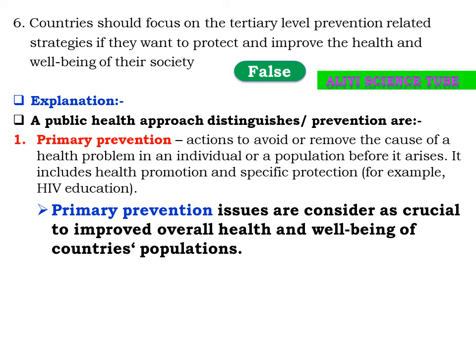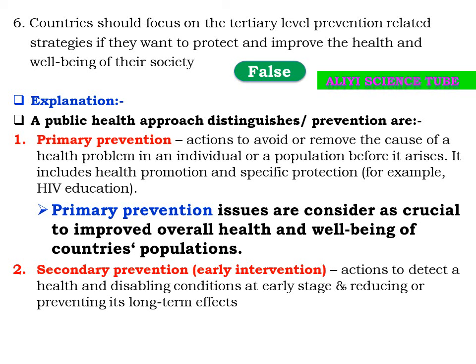And the crucial thing is to improve the overall health and well-being of the society or the country's populations. So the country should focus on primary, not tertiary. The secondary is the action of early interventions, which is detecting health conditions and disabilities at an early stage and reducing their long-term effect.